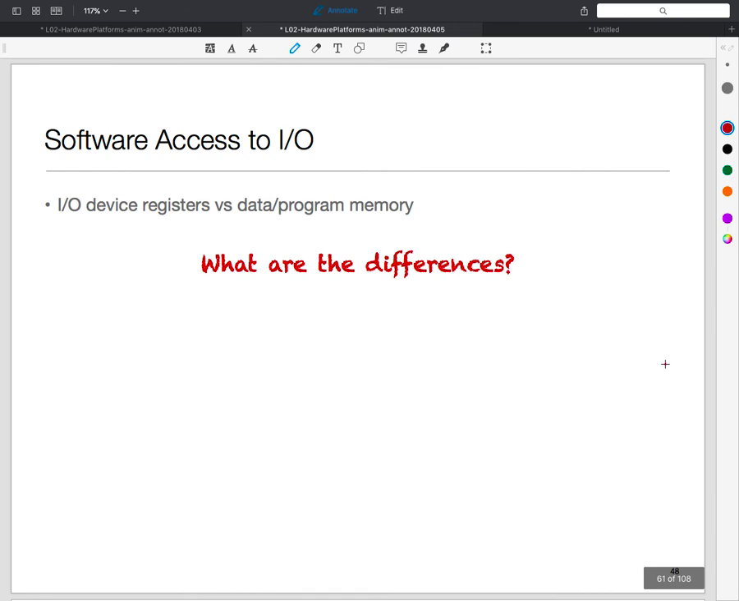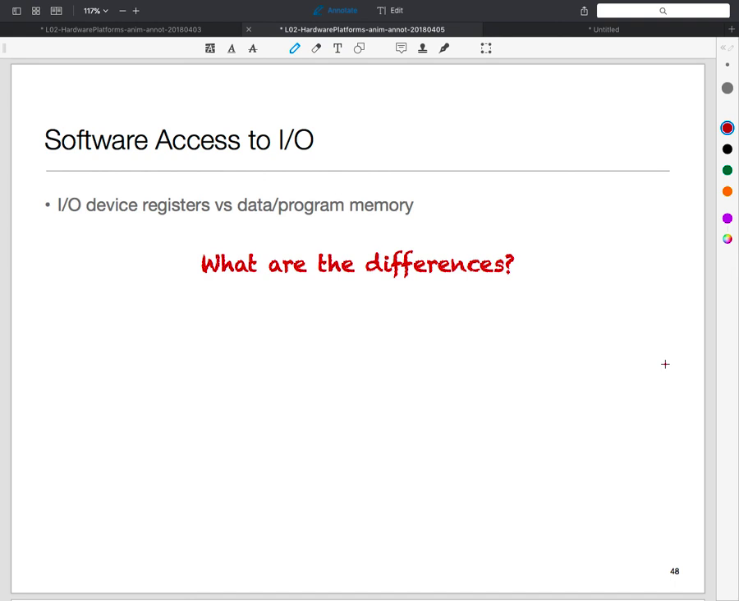Well, the first thing to ponder is the following. I said these devices have registers which I'm going to read and write to. They're like memory areas on these devices, which through software I'm going to read or write in order to accomplish those things. But on our computers, we also have data and program memory. So my question for you is the following: in what ways are these two kinds of things different?